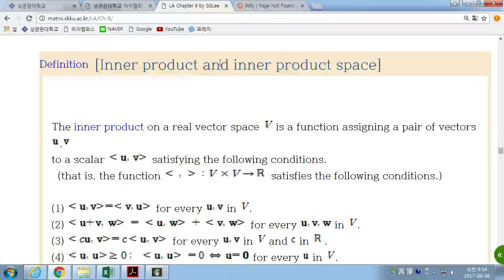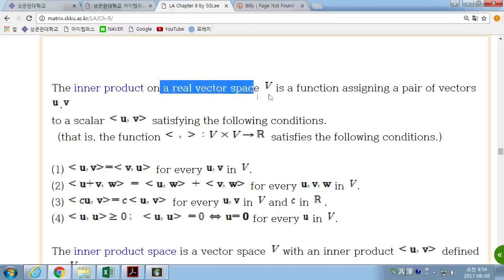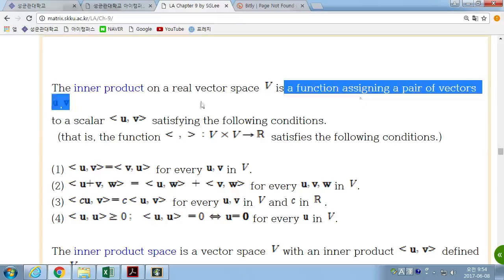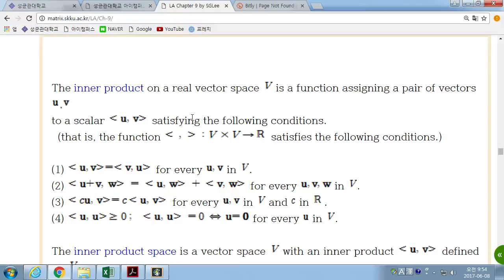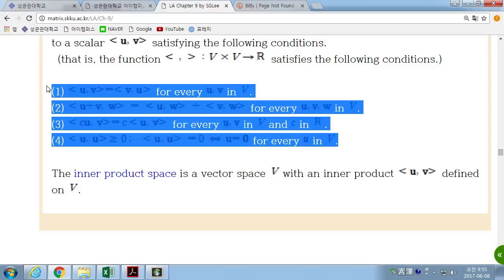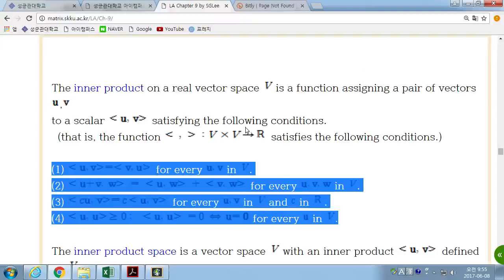Inner product and inner product space. An inner product on a real vector space V is a function assigning a pair of vectors u, v to a scalar, the inner product of u and v, satisfying the following four conditions. You have seen this before with the same notations. It's commutative, it can be distributed, a scalar can come out, and it's always non-negative. And if the inner product of u with itself is equal to 0, then u should be the 0 vector, for every u in V. These four properties are the same properties as for the dot product, the Euclidean inner product that you have seen in earlier chapters.